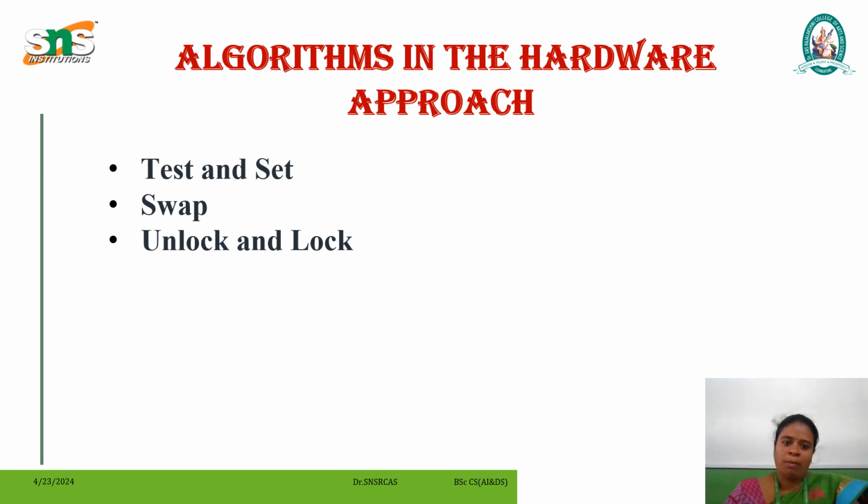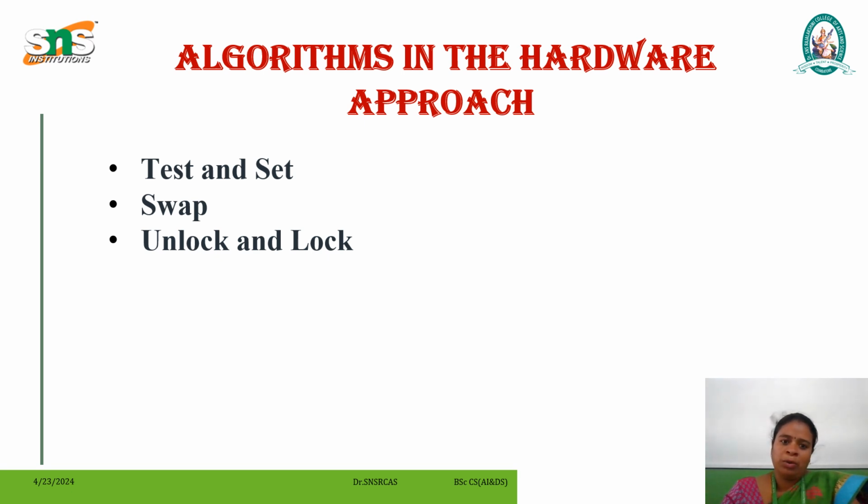Second one, swap. Swap algorithm is a lot like the test and set algorithm. Instead of directly setting lock to true, in the swap function key is set to true and then swapped with lock. The first process will be executed, and since key is equal to true, the swap will take place, hence lock is set to true.